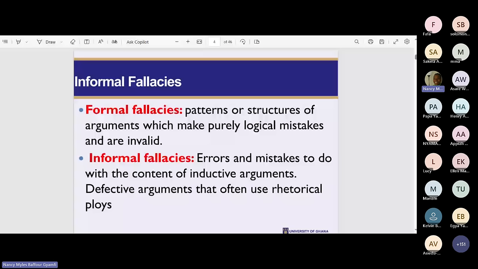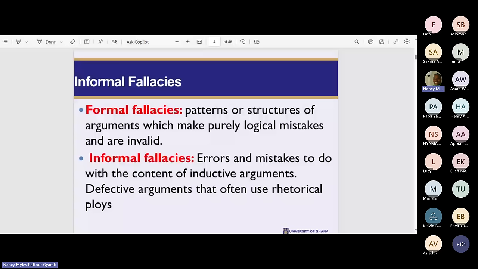So I've explained this already. I don't want to go into it again. Where it is a formal fallacy, there is a rule of form. There is a deductive pattern that you should follow, and you have gone contrary to it. So we say you have deviated from the form. So your error is about the form.